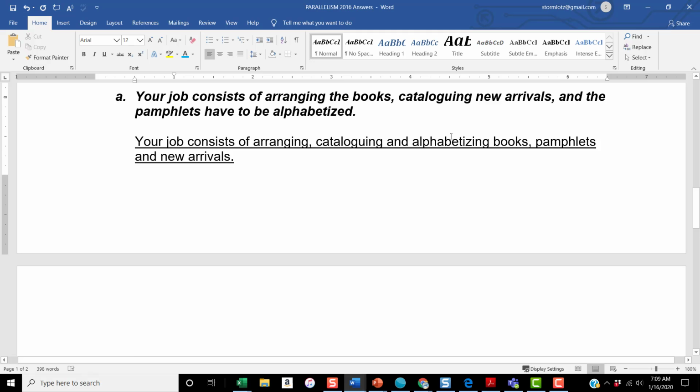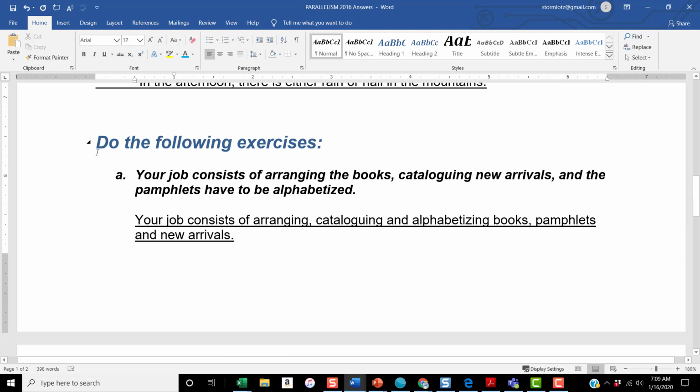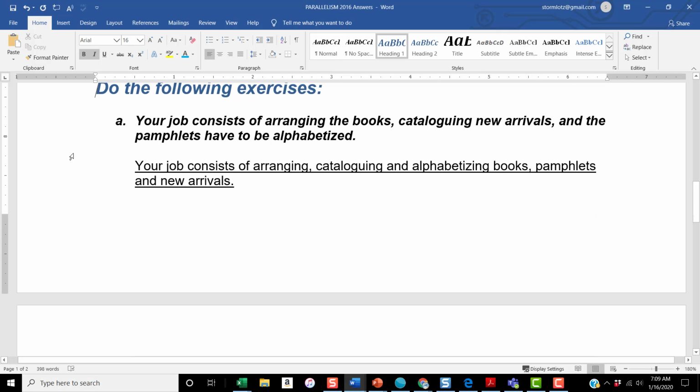We'll do another one. Your job consists of arranging the books, cataloging new arrivals, and the pamphlets have to be alphabetized.